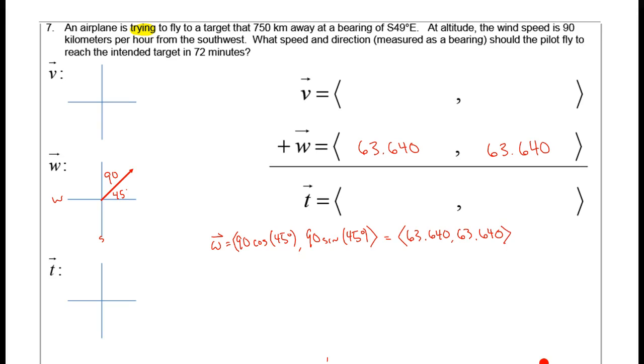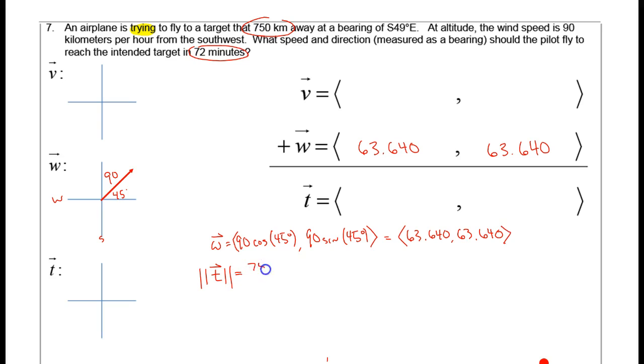And the reason why we know that is because the problem says, hey, that's where we're trying to get to. So forget about what the wind is doing. This is where you have to get to. And so that's going to be our true vector. And we're told some information about the distance, 750 kilometers, and how long, 72 minutes. So the 750 kilometers and the 72 minutes are going to help us find out the magnitude of the true vector, or the speed that the true vector needs to achieve.